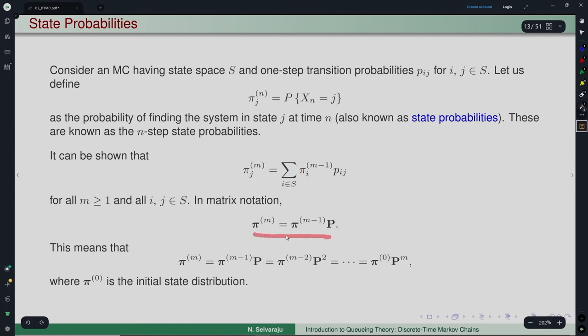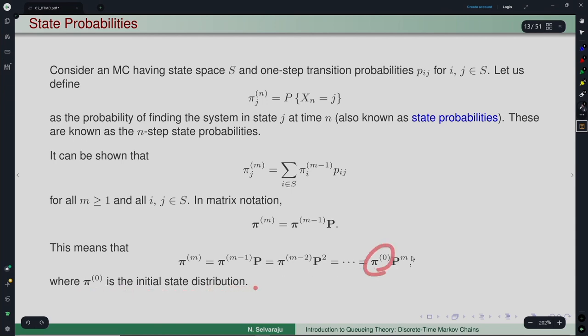So, in matrix notation this means this, right. Now, I can iterate: pi m minus 1 would be the same as pi m minus 2 times P, and so on, all the way up to this. So, this pi naught is the initial state distribution, the probability that you are starting at a particular state. So, this is the initial distribution.